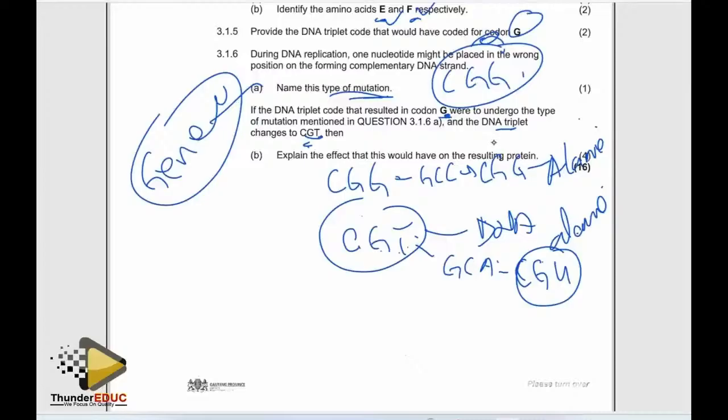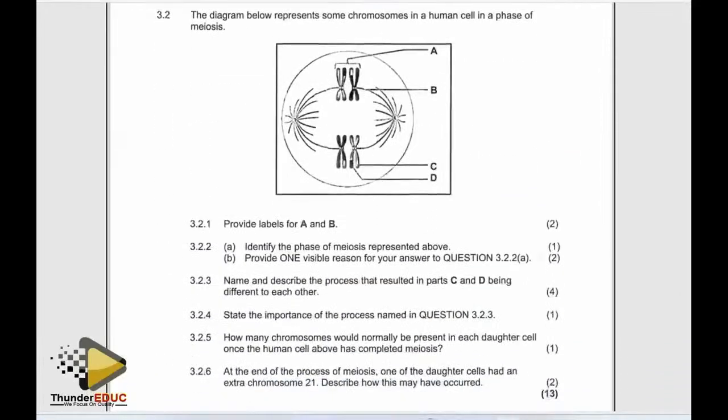So how do you explain the effect that this would have on the resulting protein? So this changed to this, of which both code for the same amino acid. You mention the amino acid. You tell us that this changed to this, of which they code for the same amino acid, alanine. Therefore, this will have no effect on the resultant protein. The protein will remain the same because the amino acids are the same. Yeah, I told you about that.